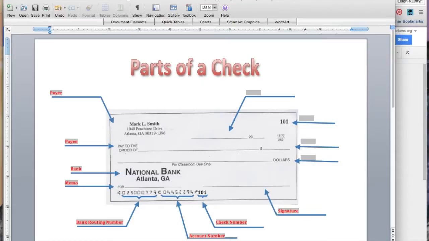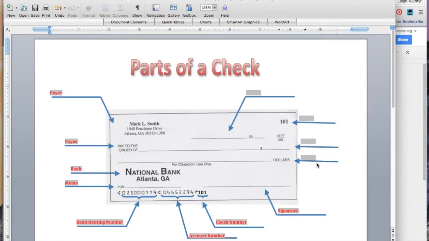Oftentimes, banks will not deposit checks if the signature is just printed. Theoretically, it's supposed to be compared to Mark's signature that is on record with his bank. So it's his signature here, and it's got to be in cursive. While we go through this, anytime that you fill out a check for me, you will be signing it with your name, and it must be in cursive. If it's not in cursive, you're going to lose some points.